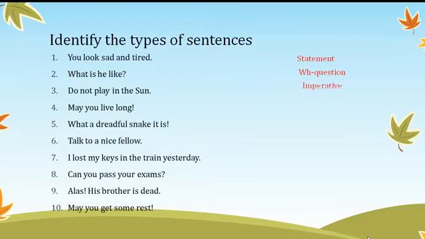Number 3: "Do not play in the sun." Imperative sentence, because it starts with a base verb, that is "do", and ends with a full stop. Try to understand. That is why it is called an imperative sentence.